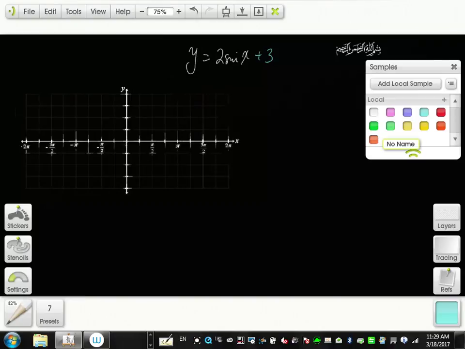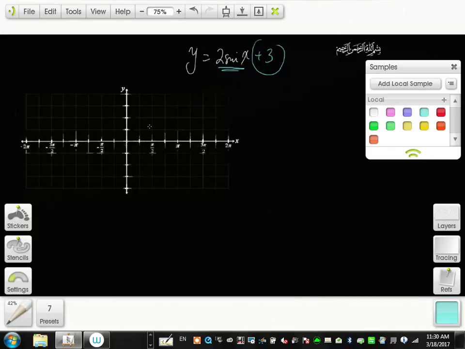Plus the amplitude is going to be 2, right? The period is not going to change. It's still going to be 2 pi. All you're going to do is take this graph and move it up by 3 units. Correct? Oh, okay. Yeah?